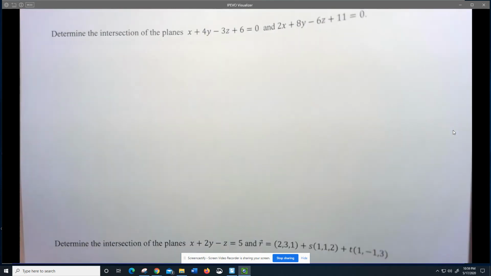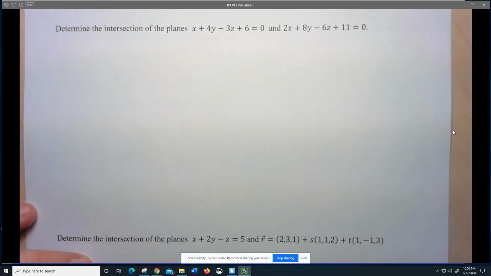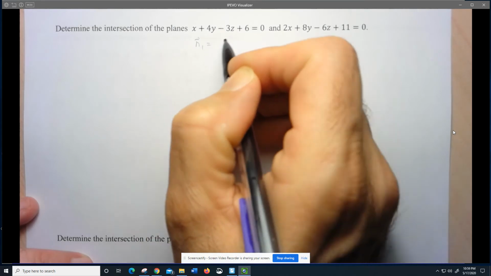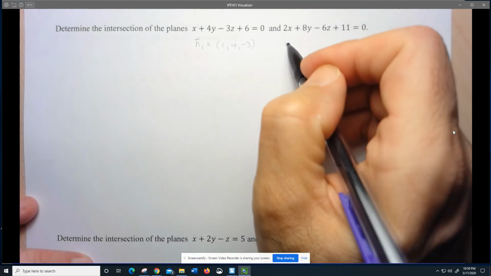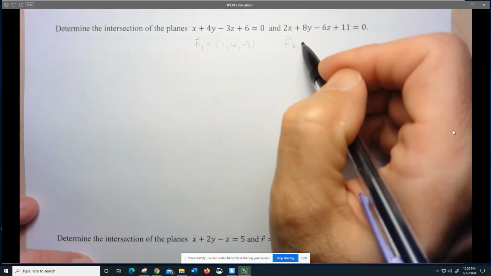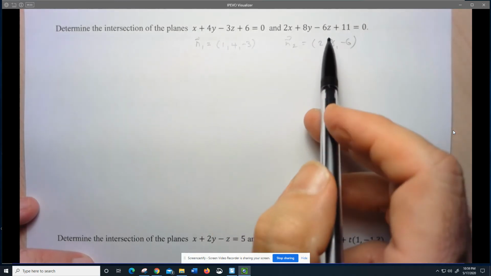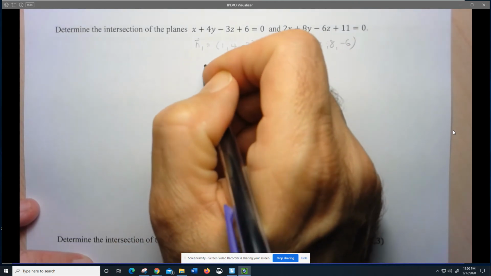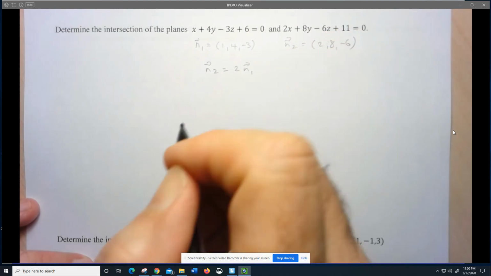So we'll take a look at this one here. And of course, remember what we said, the first thing you should be looking at is your normal vectors. Are they parallel to each other? And so here, if I take my normal vector, say call it n1, what do I have? I have 1, 4, -3. And here I take my second normal vector, which is going to be 2, 8, -6. Oh, and look what we just found. They are parallel to each other. So I have that n2 is equal to 2 times n1.